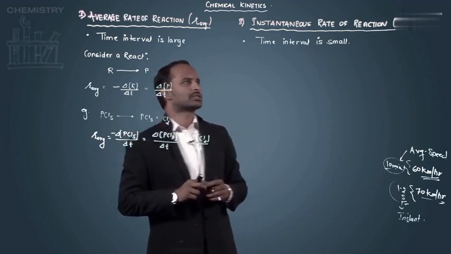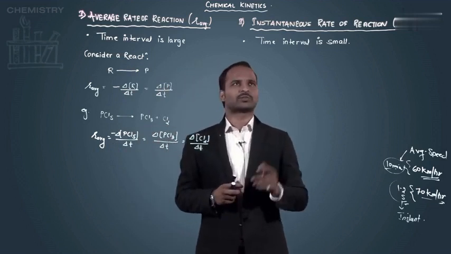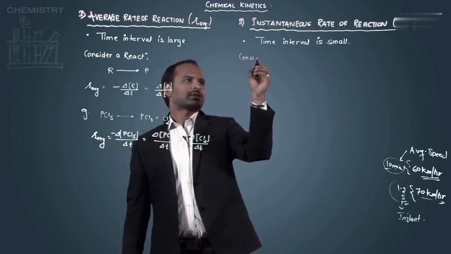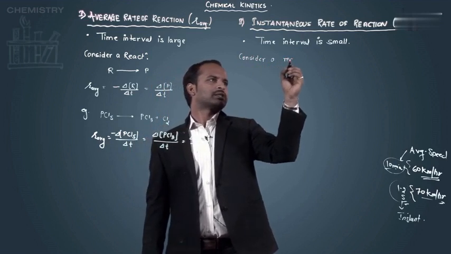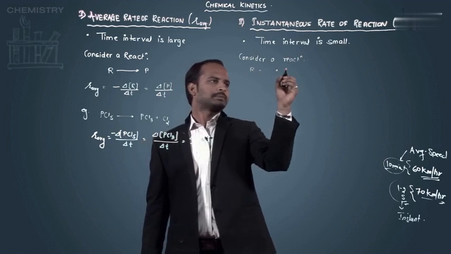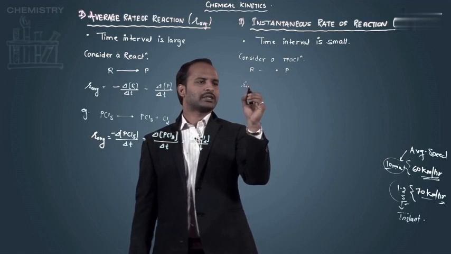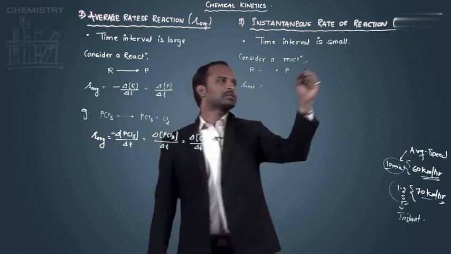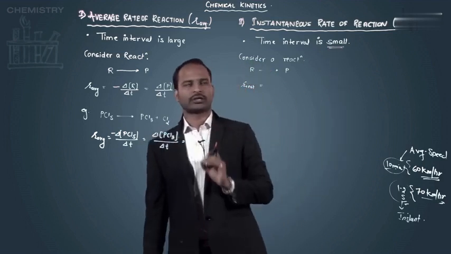Now let's talk about the instantaneous rate of reaction. Instantaneous, where the time interval is very small. Again, I'm considering the same reaction. Let's see how this one is written. So consider a reaction: reactant gives product. I wanted to now write its instantaneous rate. So instantaneous rate means here the time interval is very small. We are observing a reaction for a very short duration.